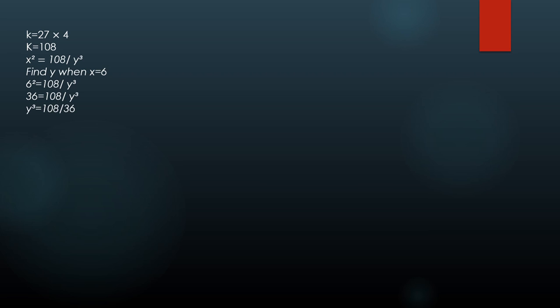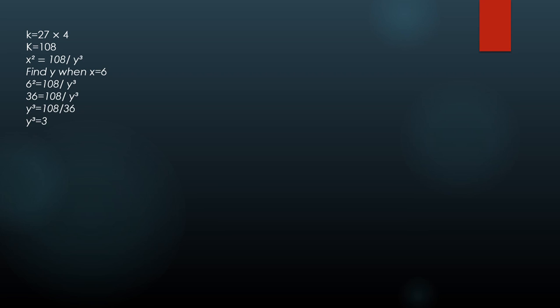Let's make y the subject of the formula, but before then, 6 squared is 6 times 6, which is 36. So we have 36 equals 108 over y cubed. By making y the subject of the formula, we have y cubed equals 108 over 36. If you press that into a calculator, you should have 3. So y cubed gives us 3.